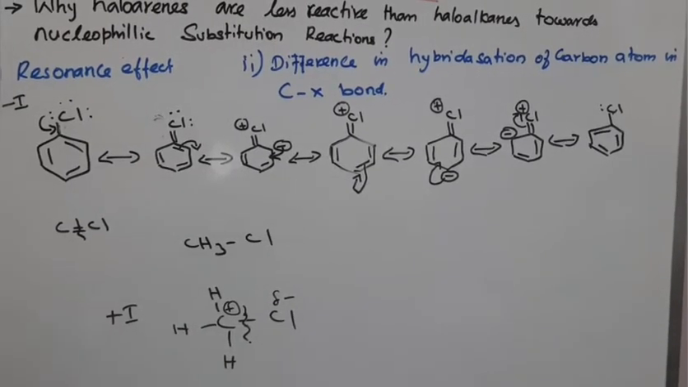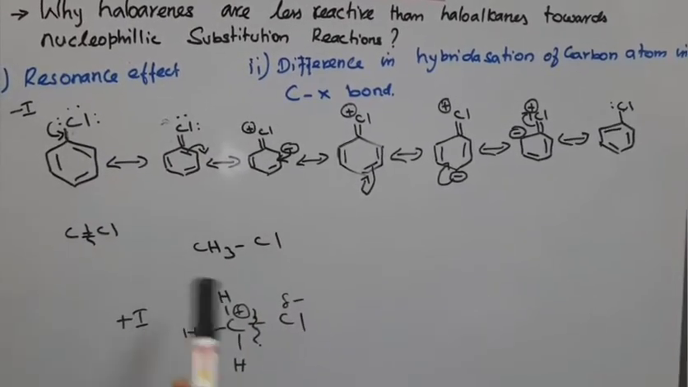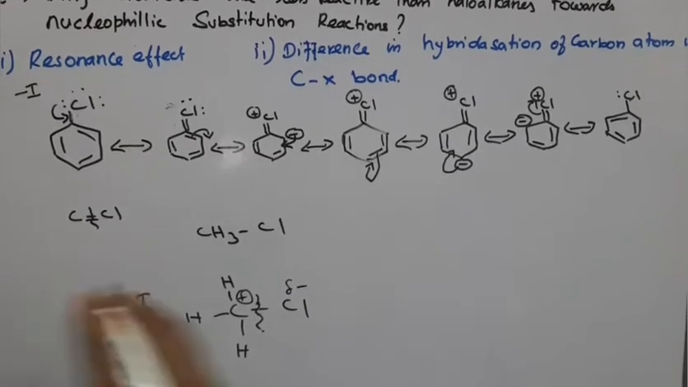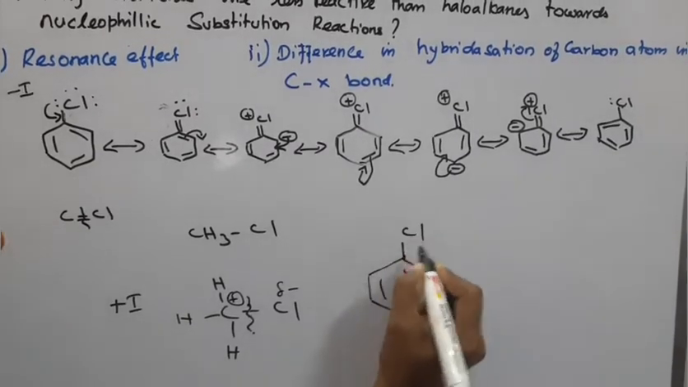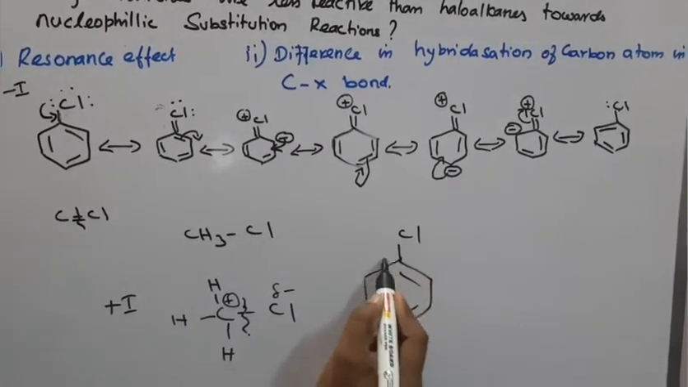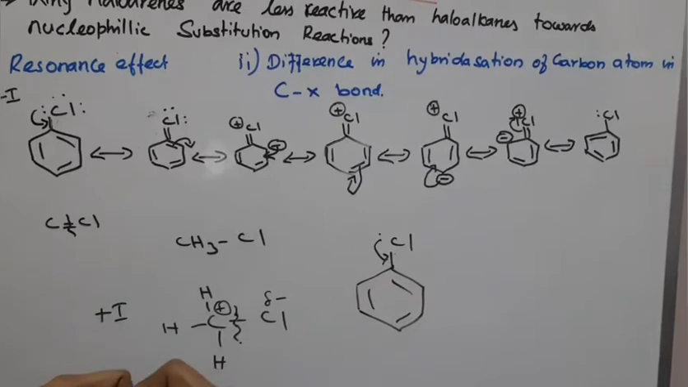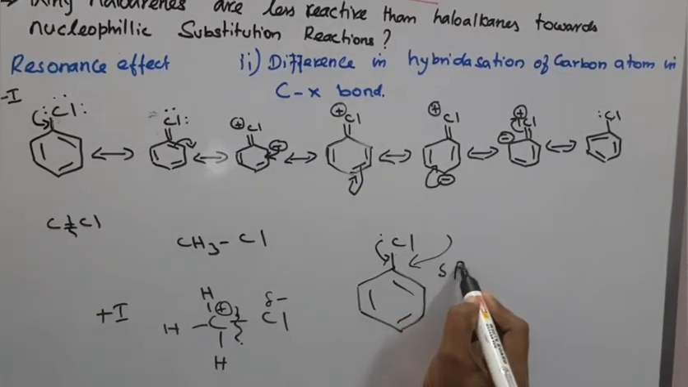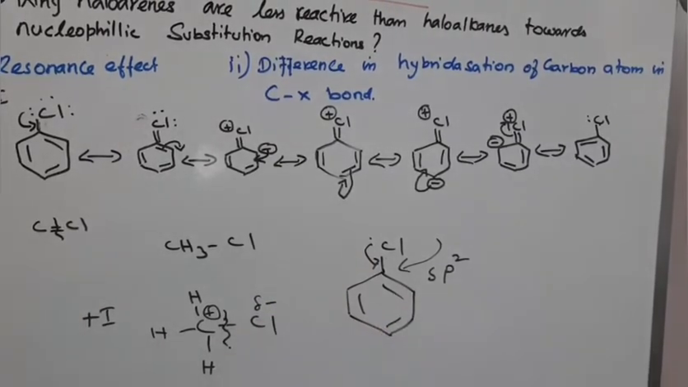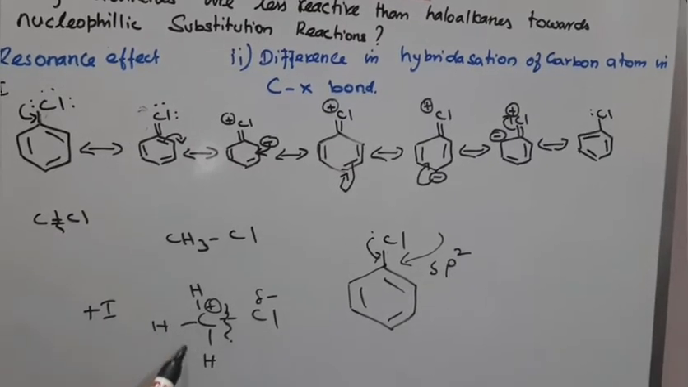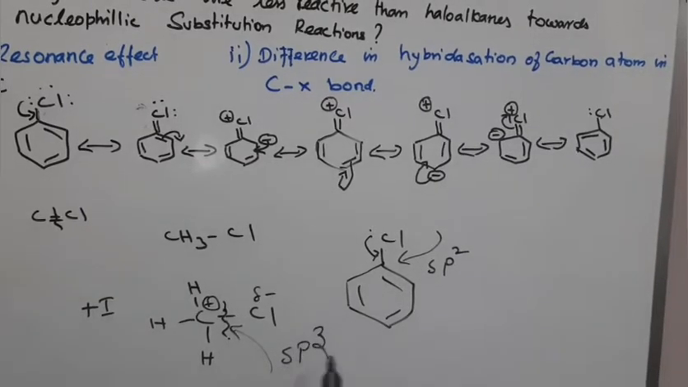And also, the second point is the difference in hybridization of the carbon atom in the C-X bond. Here, this is Cl. This is the pi bond delocalization of the pair of electrons; it causes a partial double bond, and pi bond delocalization takes place. So here sp2 hybridization takes place in the C-Cl bond. Here, this carbon is attached with hydrogen and also the halogen atom, and there sp3 hybridization takes place.